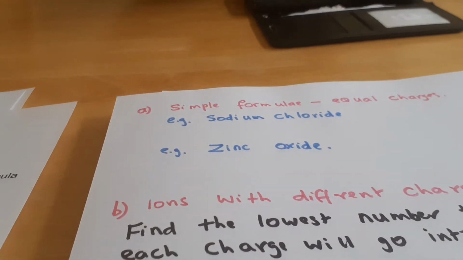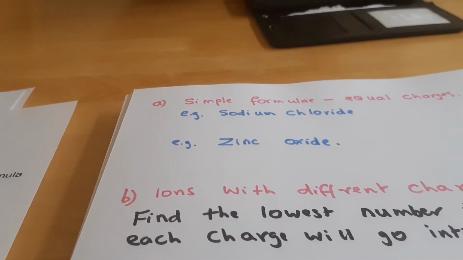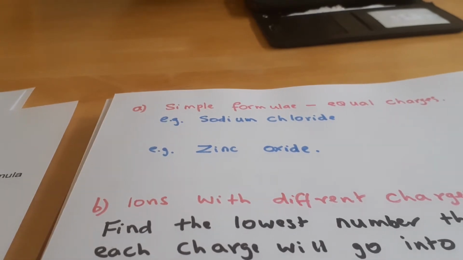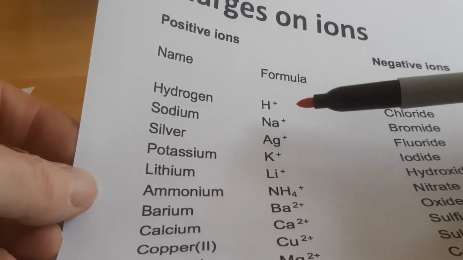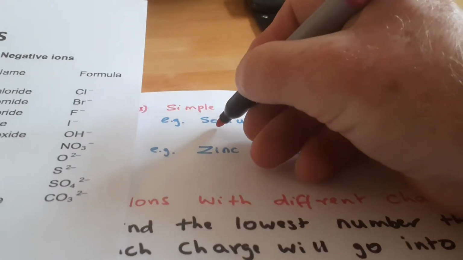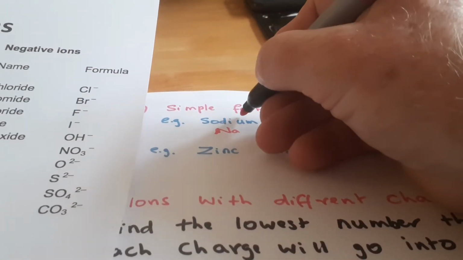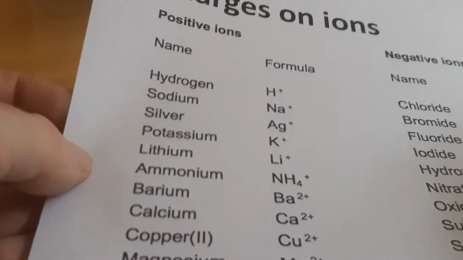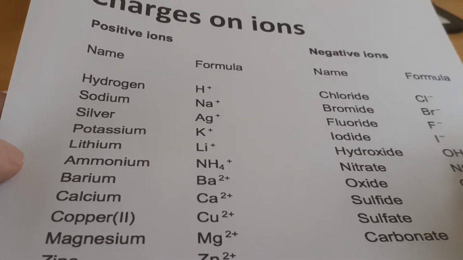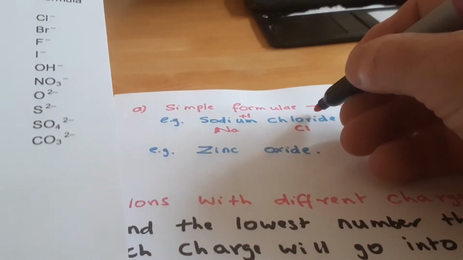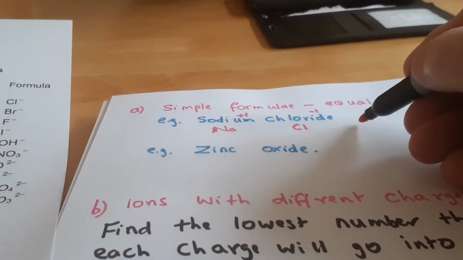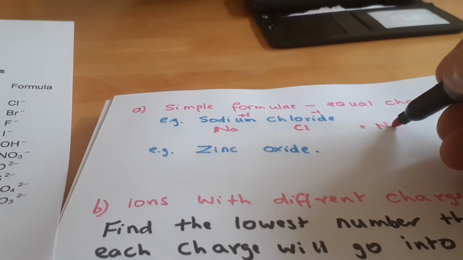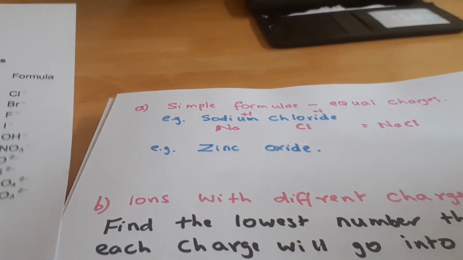I've looked at here 3 different types of formulae. So, simple formula with equal charges. The example is sodium chloride. If we look at sodium, right at the top there is Na, and it's +1. If we look at chloride, it's Cl, and it's -1. Now then, as these charges are equal and opposite, it just becomes NaCl. They cancel each other out.